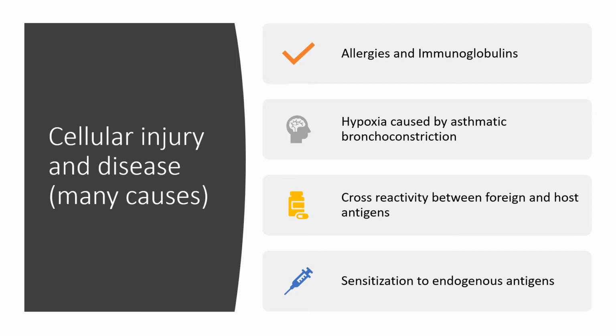And like we mentioned, hypoxia caused by asthmatic bronchoconstriction. When somebody's having an asthmatic attack, we give them a nebulizer, some type of inhaled medication like albuterol to allow the person to breathe normally again. And we're going to talk about that more in Cardio Pulm with Dr. Nuzzo.